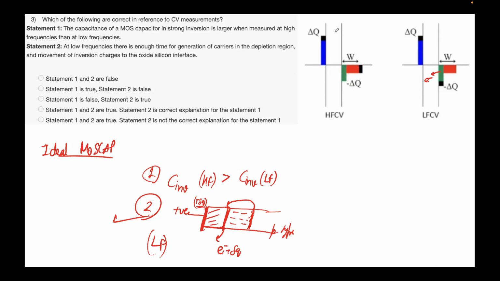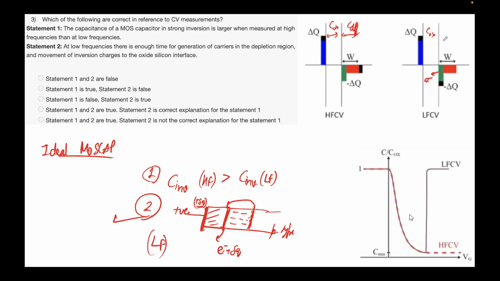So what capacitance will it see? It will see Cox in series with Cdep. In low frequency, the delta Q sees only Cox, and we had drawn this in this fashion. So after the strong inversion, the low frequency CV capacitance will again be Cox. So C by Cox is 1 here, while for high frequency, the extra charge sees a capacitance that is nothing but a combination of Cox and Cdep. This is Cdep, and thus it will continue to be a flat line.